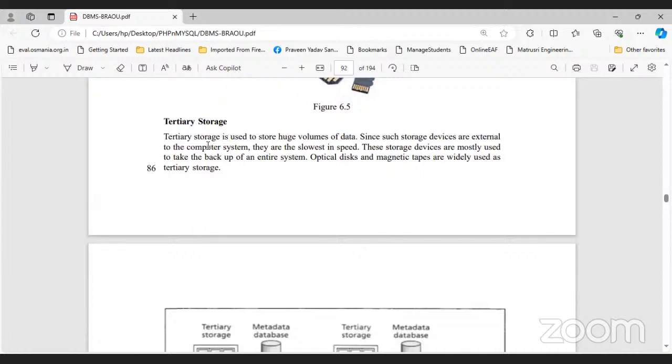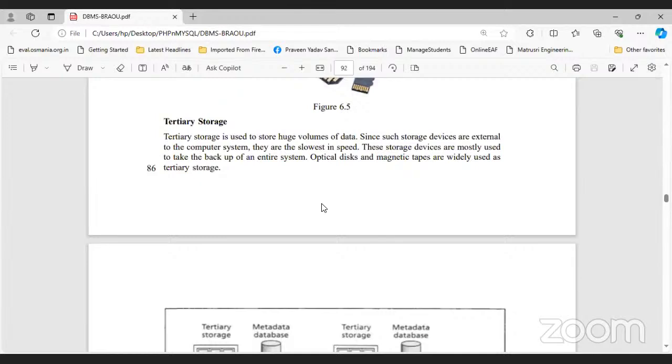Next one is the tertiary storage. What is meant by this one? Using this, you can store huge volumes of data. Since such storage devices are external to the computer system, they will not come by default in the system.